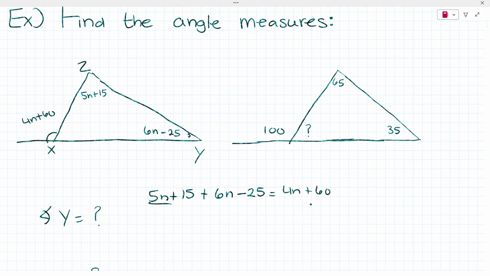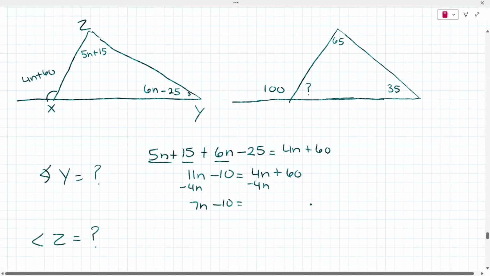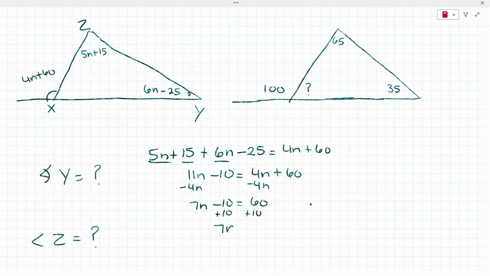And if you kind of clean this up, 5n plus 6n is 11n. 15 and negative 25 is negative 10. Then you have 4n plus 60. And then subtract 4n, 11 minus 4 is 7n. Minus 10 equals 60. Add 10, add 10. You get 7n equals 70. Divide this by 7, n equals 10.